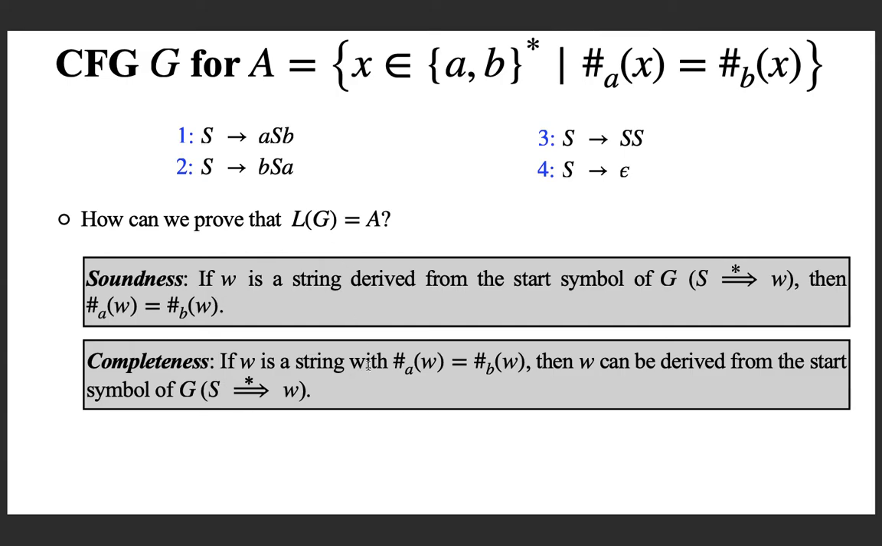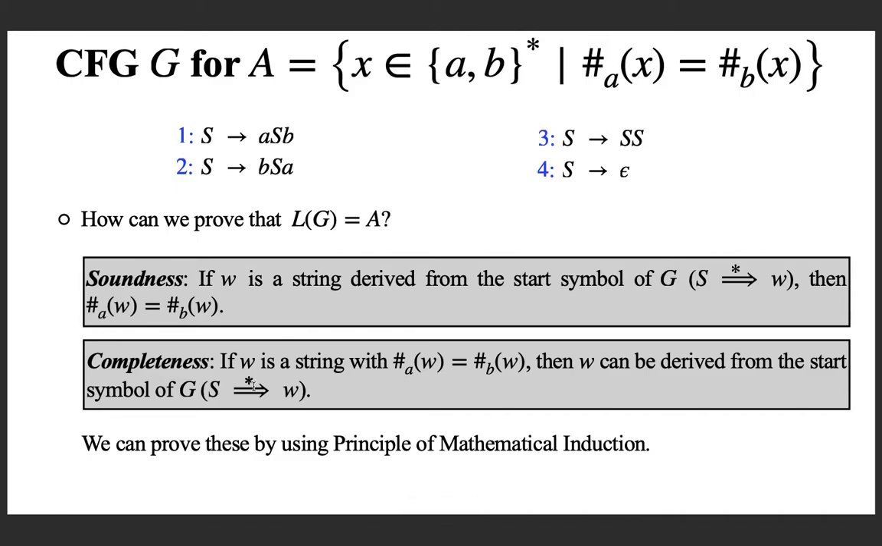if w is a terminal string with equal number of a's and b's, then w can be derived from the start symbol of G. That is, when w contains equal number of a's and b's, then any such w can be derived from the start symbol using 0 or more steps. And we can use principle of mathematical induction to prove both soundness and completeness. Try to understand how we can do this using this example.